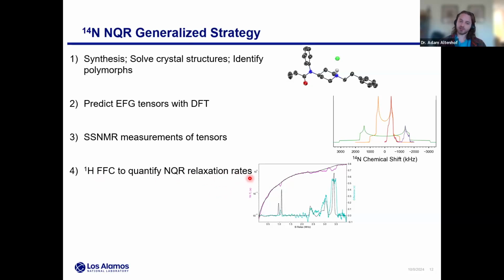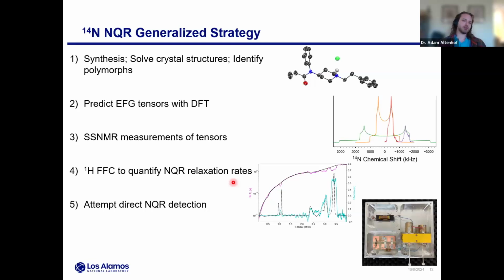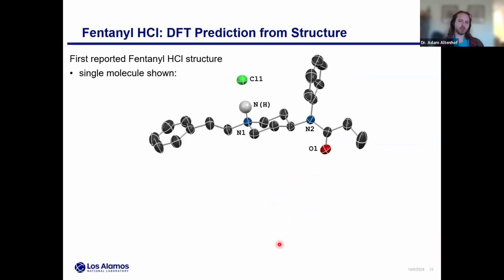And this is really nice because it tells us something about relaxation. And it's really only at this point, when we have all this information, that we feel it's appropriate to actually try NQR detection. We want to repeat this for any material. Anyone out there, try this for a small organic compound. But in our case, we're just working on different forms of fentanyl.